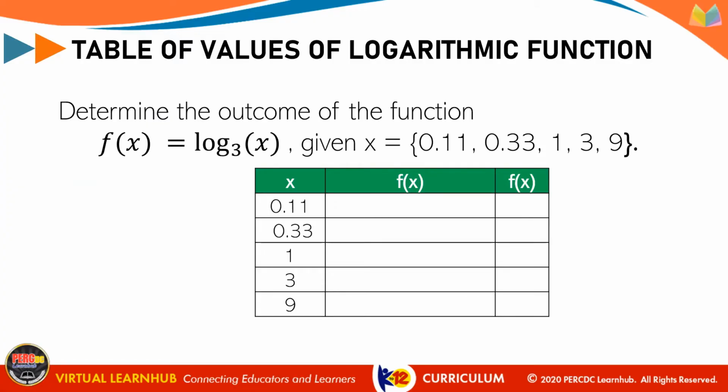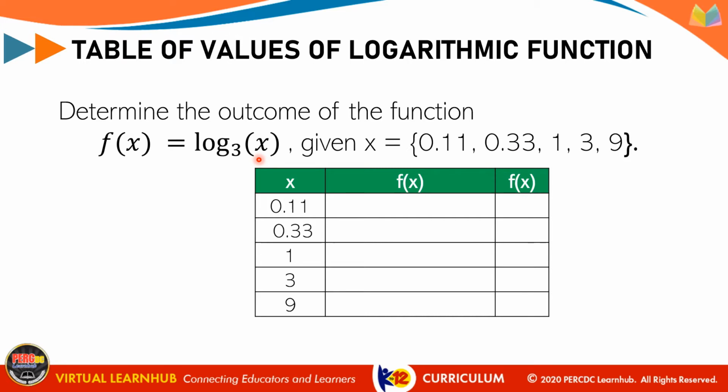Let's try another problem. Determine the outcome of the function f of x equals log of x to the base 3 given that x is equal to 0.11, 0.33, 1, 3, and 9. Again, since we are given the following x values, to acquire the f of x, we will just substitute these x values to our function.